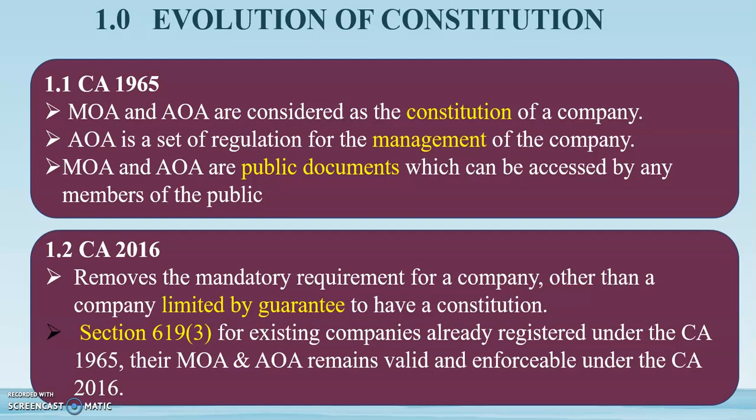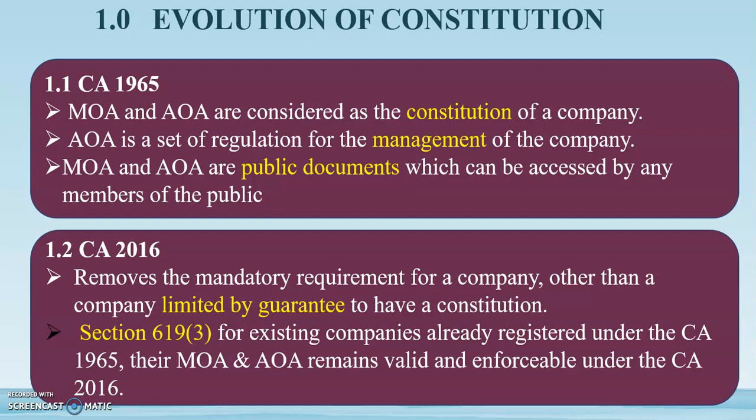Now, if the existing company decides to revoke the MOA and AOA by right, and if they don't want to have any specific constitution, they want to rely on that particular act, the 2016 Act, they must also pass a resolution. Okay, so basically, if you have no constitution, the company directors' and members' rights are as set out in the Companies Act 2016.